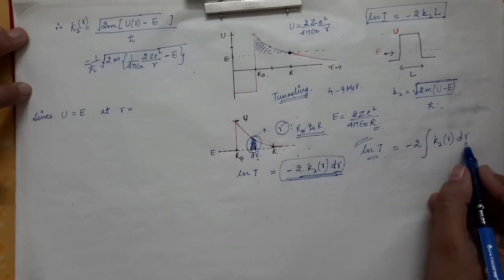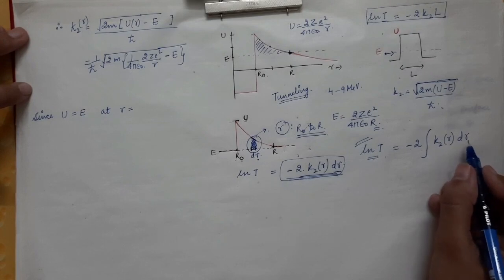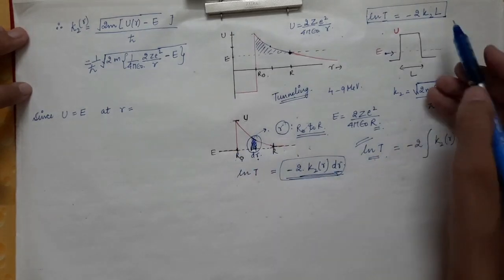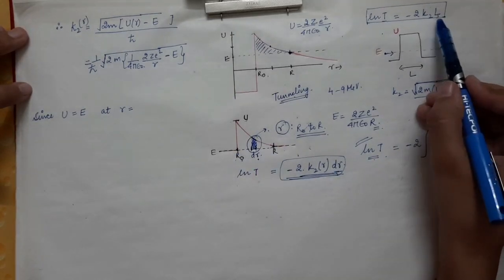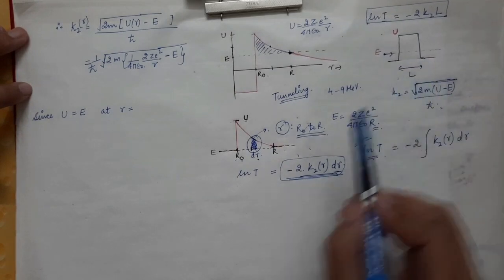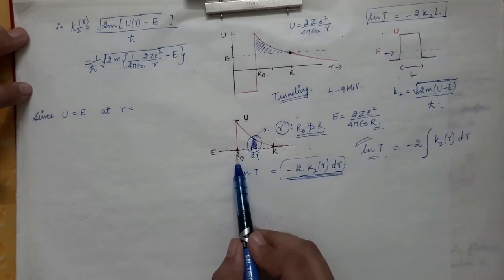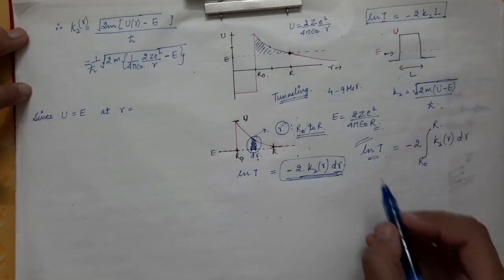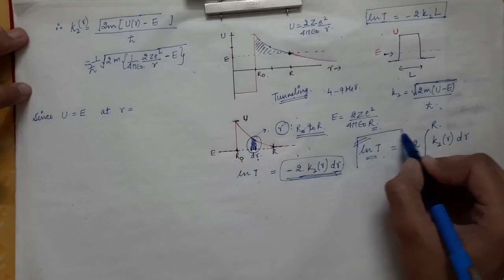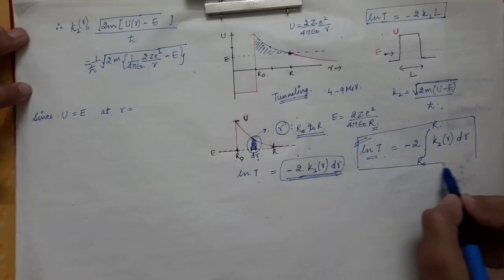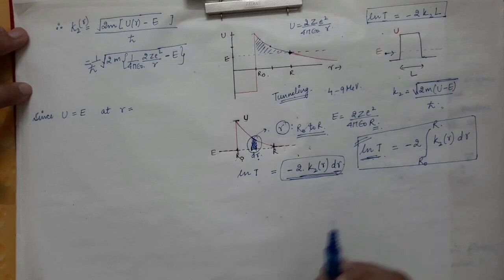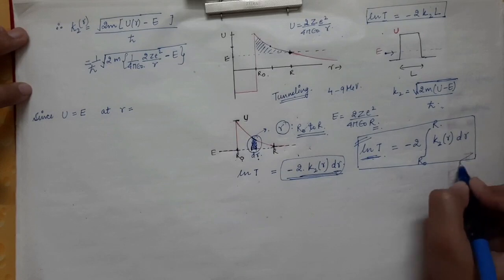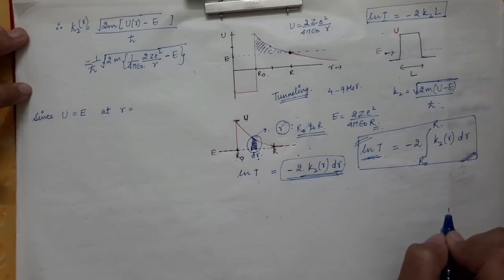So the integration is over the distance R, and the limits of R vary from R0 to capital R, because we are taking the length of the barrier. Here the length of the barrier is from R0 to capital R. So now the main task will be just to solve this integral, and we will find the final expression of the natural log of transmission probability. So we have to solve this whole integral.